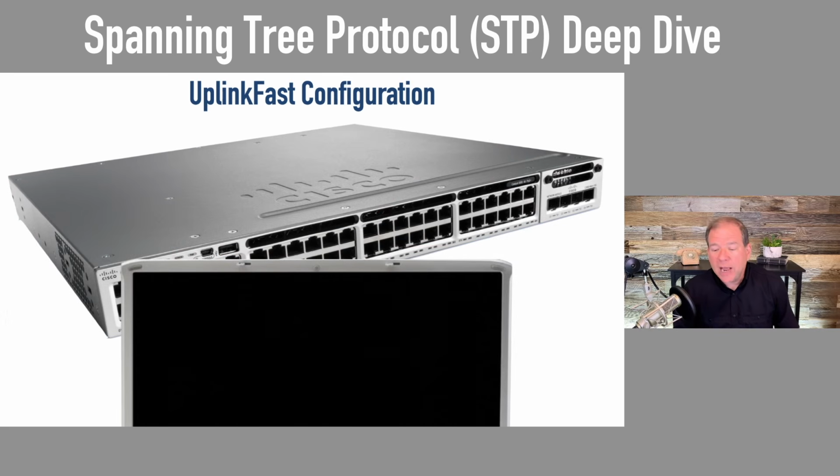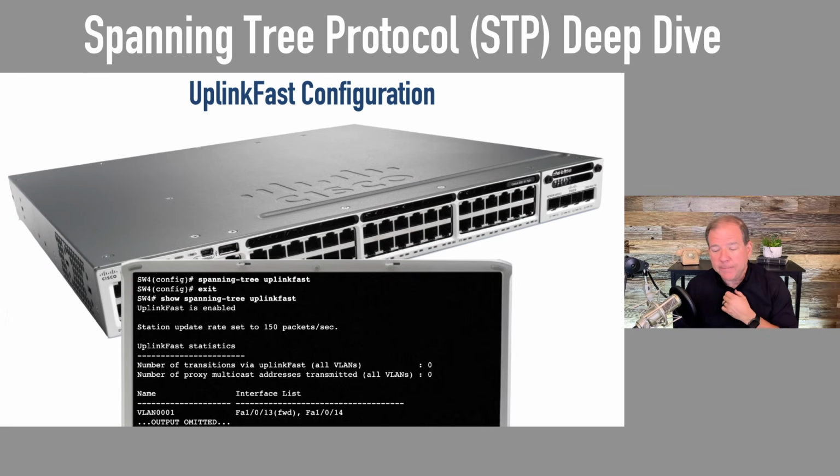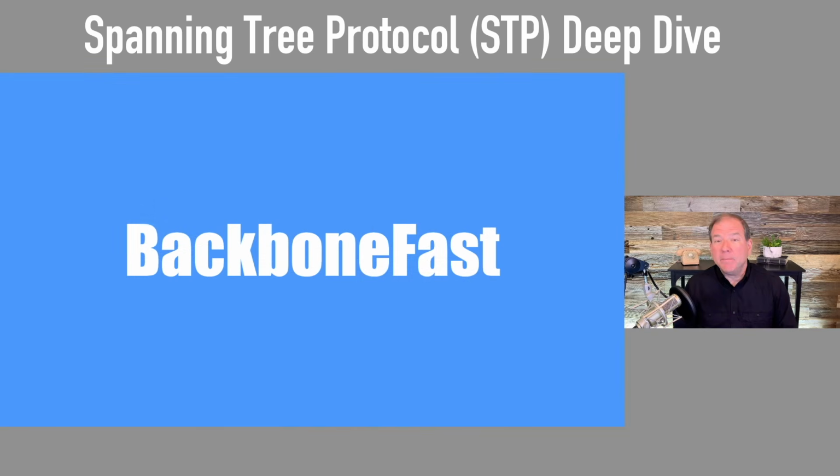Here's how to configure it, by the way. We can set it up globally on the switch. We don't set it up on a port-by-port basis, just by saying spanning-tree uplinkfast. It's that easy. Now, let's take a look at BackboneFast, which is going to help us recover from an indirect link failure.